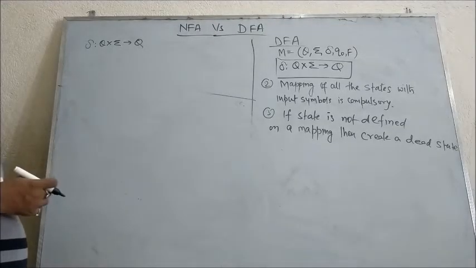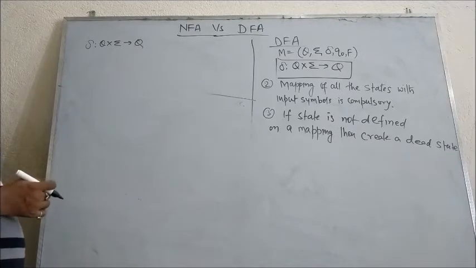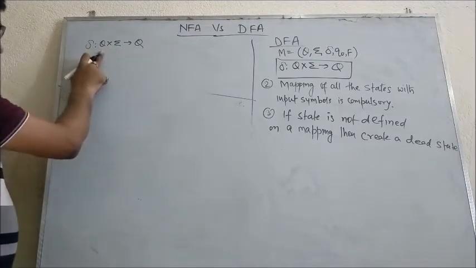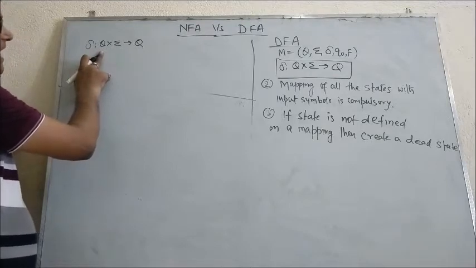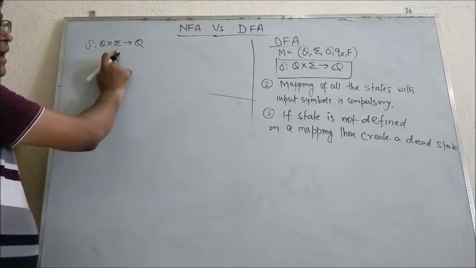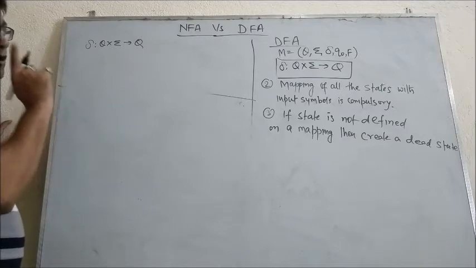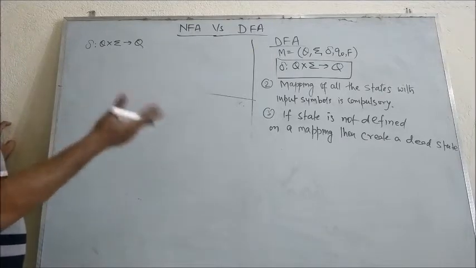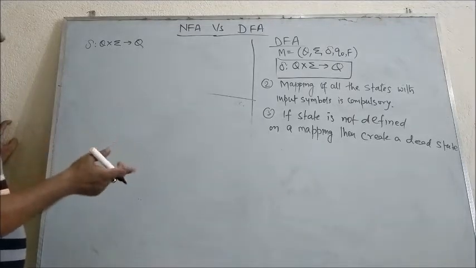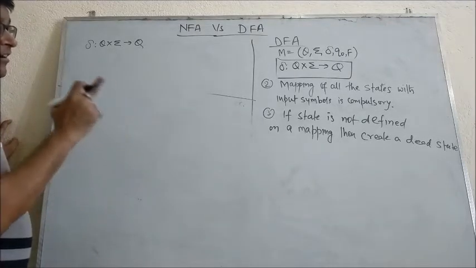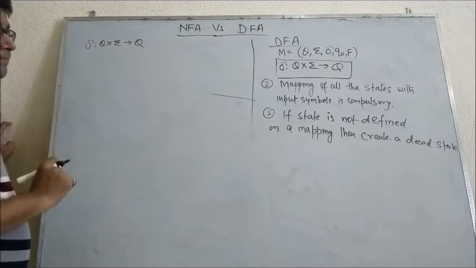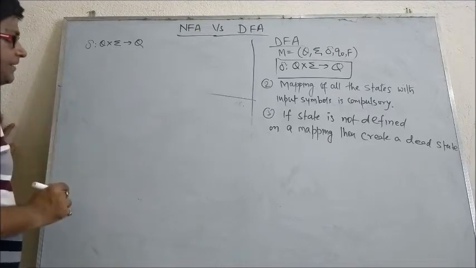So let's talk about characterization of DFA. Characterization of DFA says that when you are at any present state Q, and you are giving any input symbol, you must reach exactly one output state, or the next state. Output state means the next state. It should not be more than one output state by giving only one input symbol. This is the first condition.